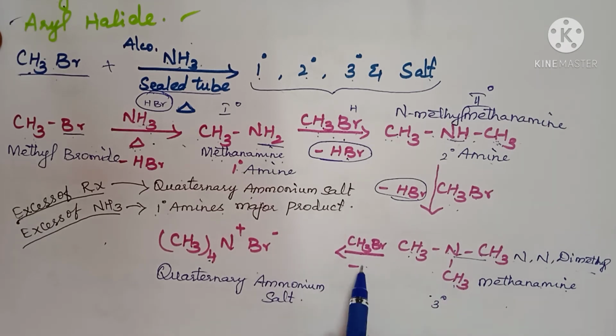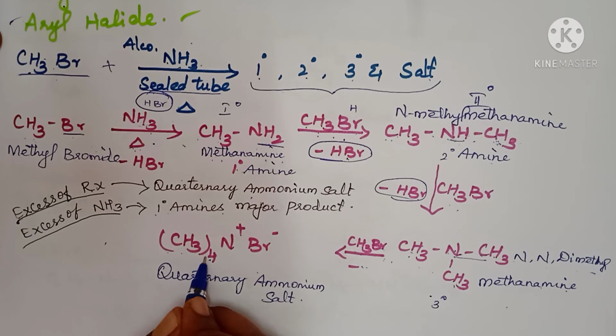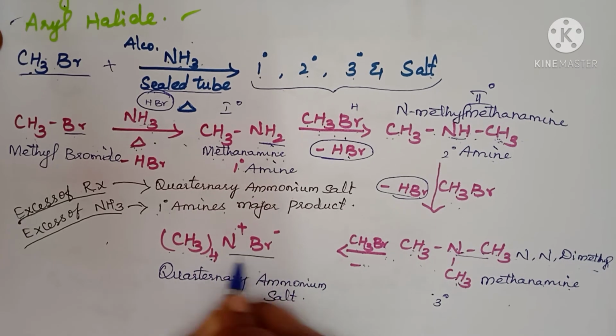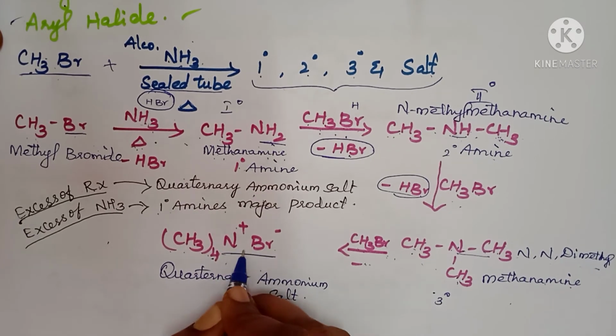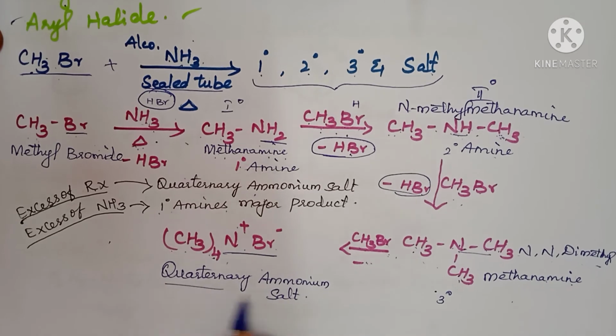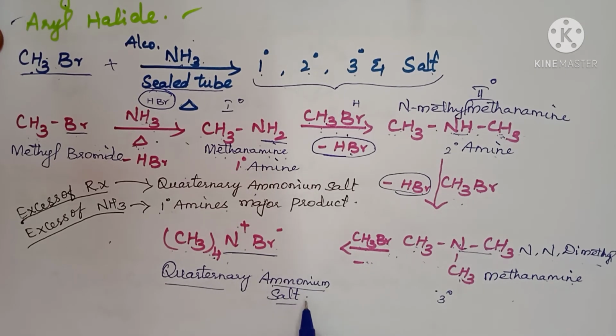Now next again you are adding methyl bromide. This is the fourth step. What happened? It does not have a hydrogen atom to release as HBr. Now when we add CH3Br, CH3 four times, N plus Br minus combined together is a salt, a quaternary ammonium salt, NH4, an ammonium, right?